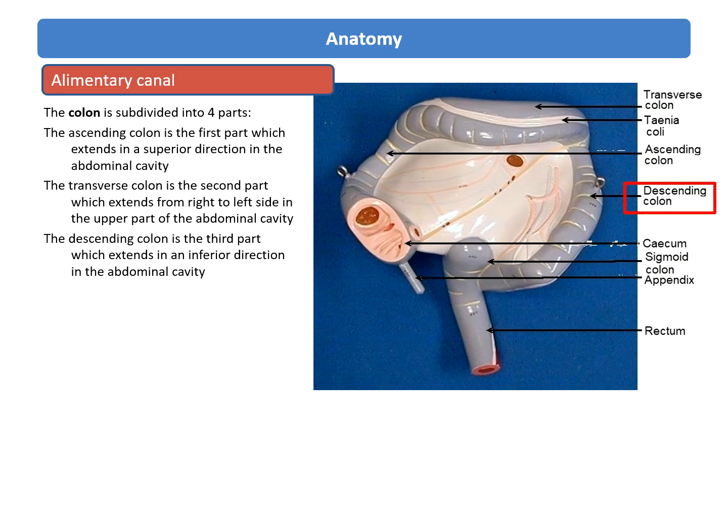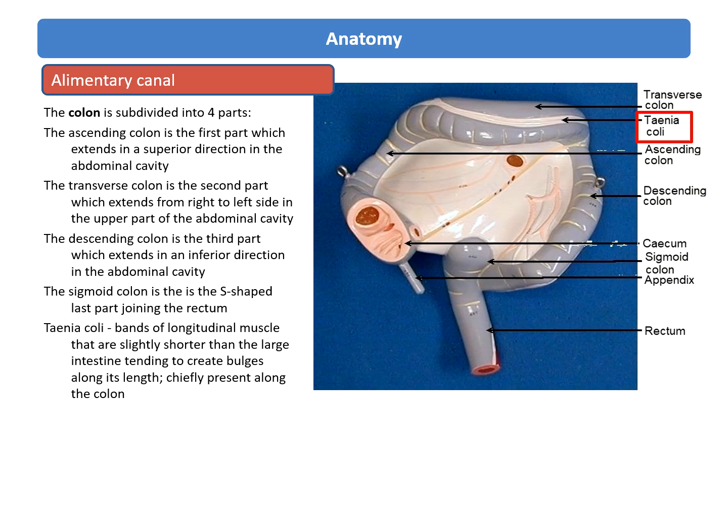The descending colon is the third part. It extends in an inferior direction in the abdominal cavity. And then there's the sigmoid colon, roughly S-shaped, the last part that joins the rectum.